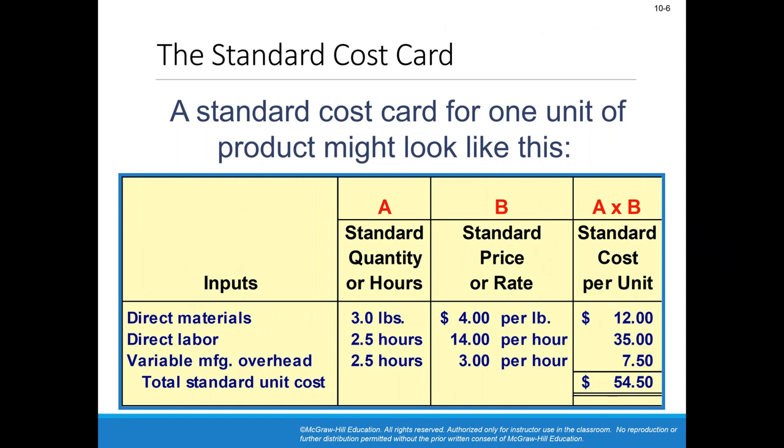So this would be the standard cost for this product. We've done a study and we know that we should use 3 pounds of materials, and it should cost us $4 per pound, so that's $12. We know that we should use 2.5 hours of direct labor at $14 an hour, so that's $35. And we're assigning overhead by direct labor hours, so that's $3 per hour, $7.50. So this part should cost us $54.50 to make. That's the standard.